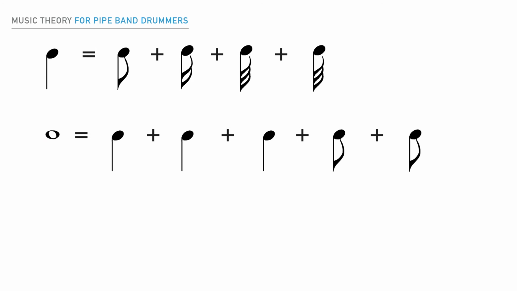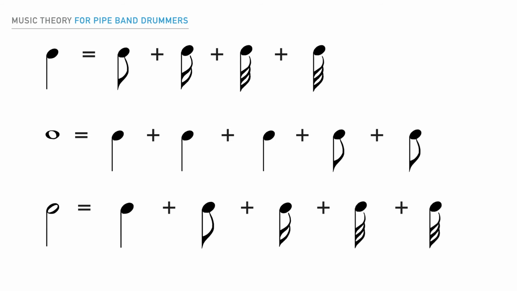In the next line, if you take a quarter note, another quarter note, 1 more quarter note, and 2 eighth notes, that equals the total value of a whole note. And in the last line, if you take a quarter note, an eighth note, a 16th note, and 2 32nd notes, that equals the total value of a half note.